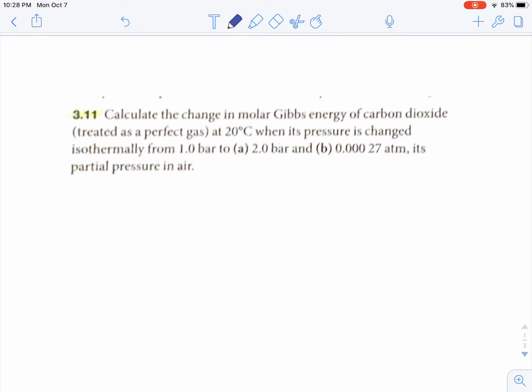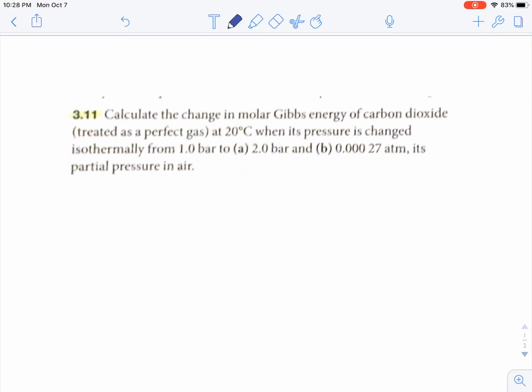This question asks us to calculate the change in molar Gibbs energy of carbon dioxide, which is treated as a perfect gas, at 20 degrees Celsius when its pressure is changed isothermally from 1.0 bar to A, 2.0 bar, and then B, 0.00027 atm, which is its partial pressure in the air.